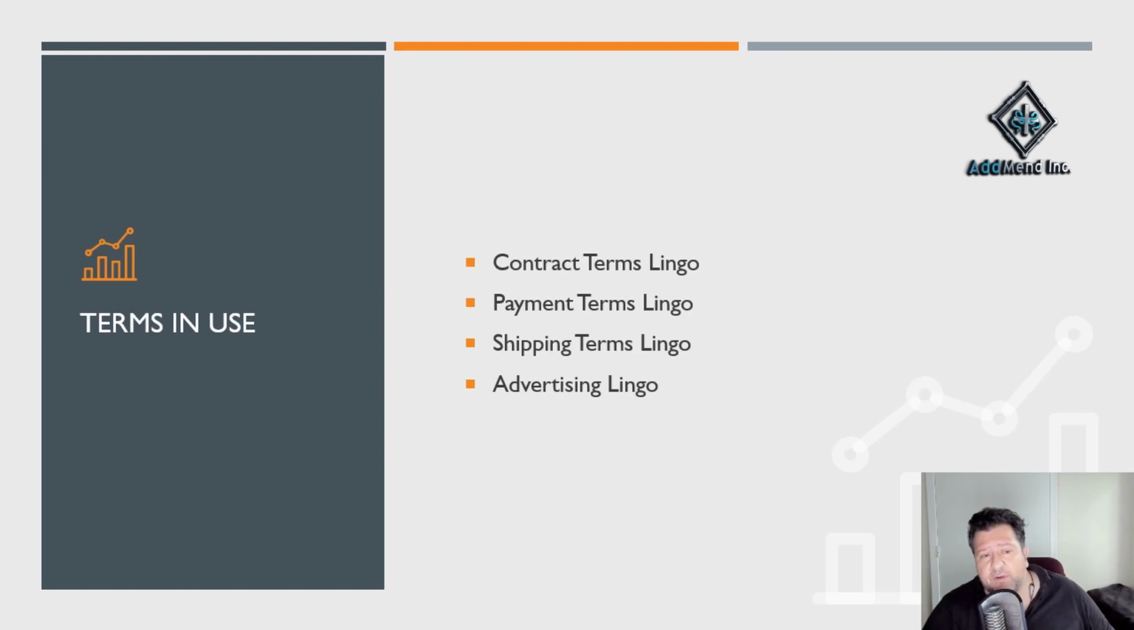Now, going to an important term, the important part of this course, the lingo, or the terms in use in international trade. Contract, there are contract lingo, there are payment lingo, there's shipping lingo, and there are advertising lingo.